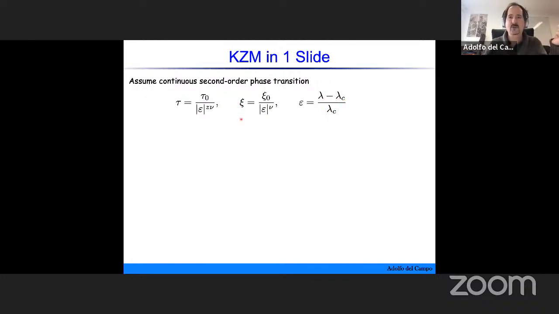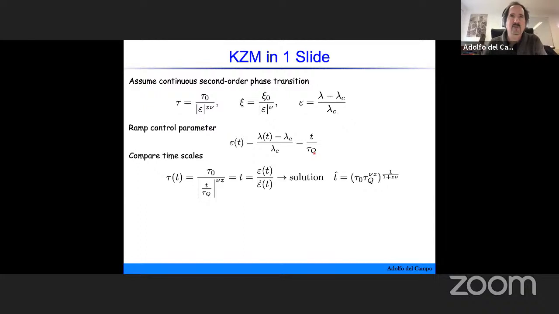Now, you assume that... I'm still having difficulties swapping the slides. But the following thing is you change the parameter lambda as a function of time in such a way that this dimensionless ratio can be linearized around the critical point, so that it is linear in time, t, over some time scale, which is the quench time.